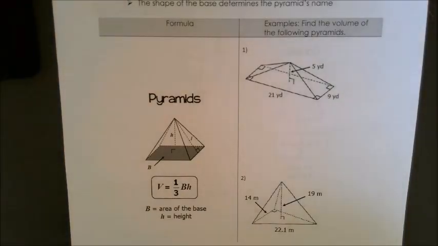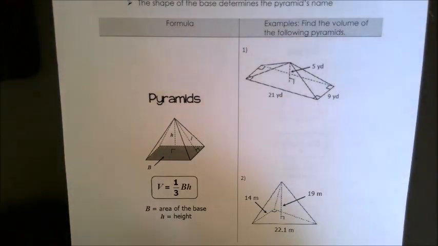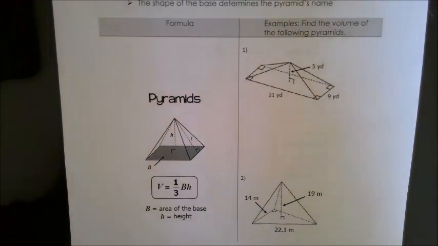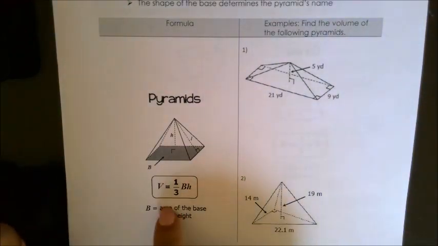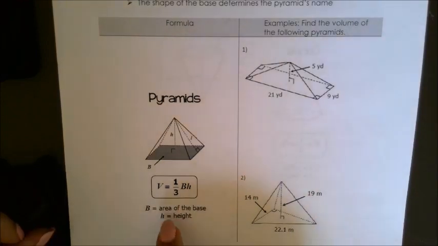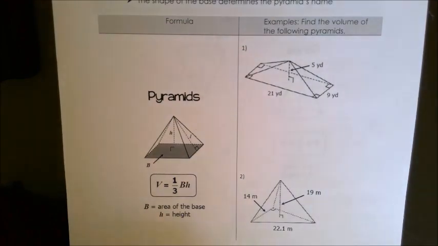In this video, we're going to talk about volume of pyramids and cones. So the formula for the volume of a pyramid, now remember volume means as if you're filling the solid up, so it's going to be 3D. So the volume is 1/3 big B, which always represents the area of the base, and then you times it by the height.